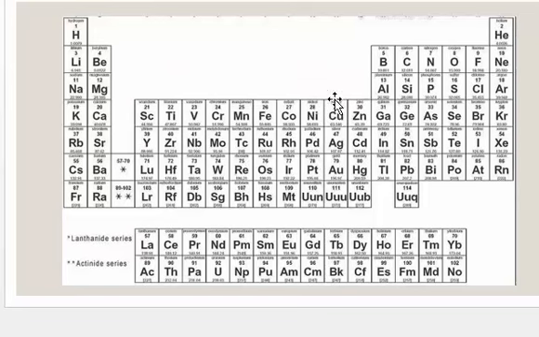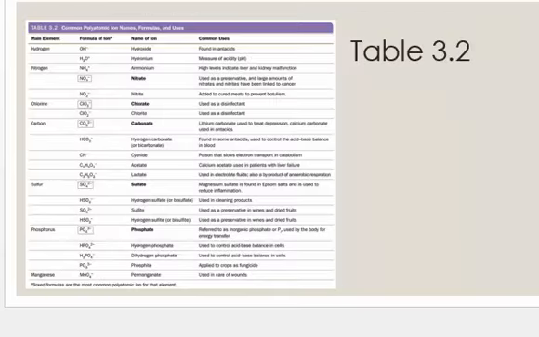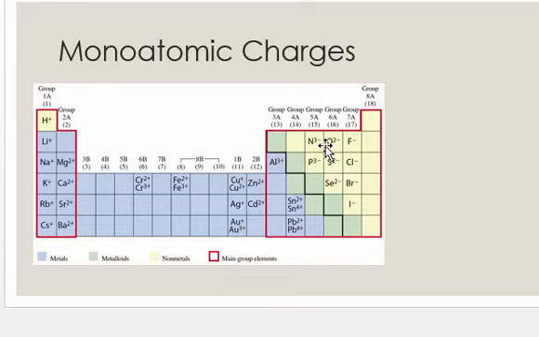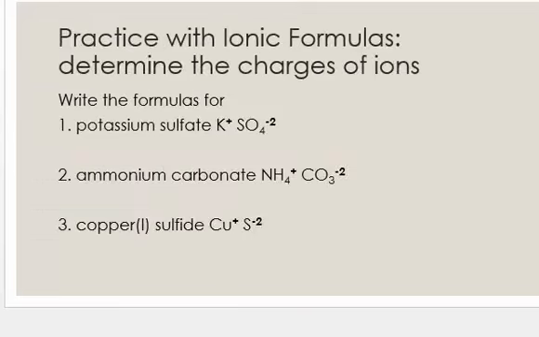Copper(I) has a charge of plus 1 because that is what the Roman numeral I means. And sulfide is a monoatomic anion with a negative 2 charge. Each cation has a charge of positive 1 and each anion has a charge of negative 2.